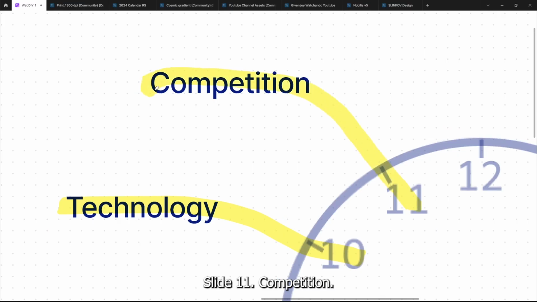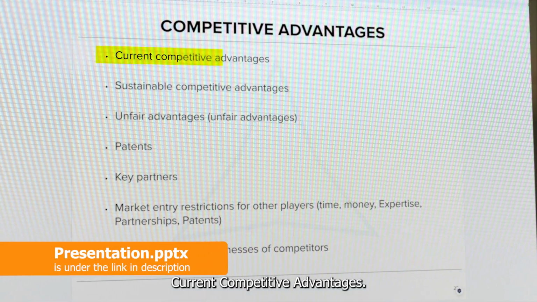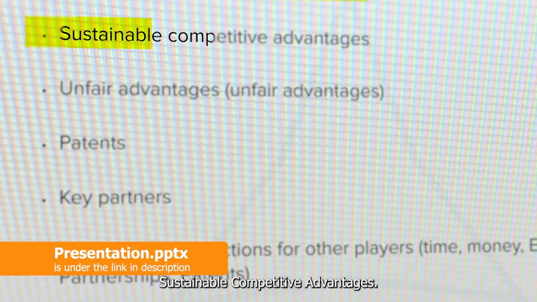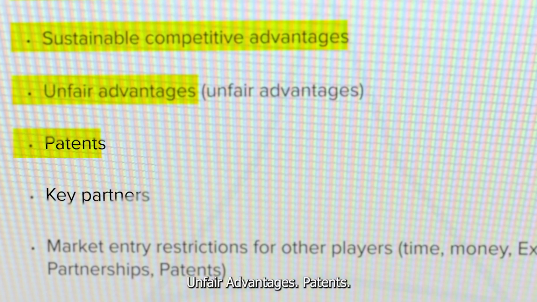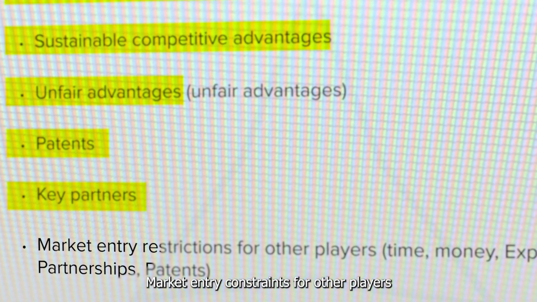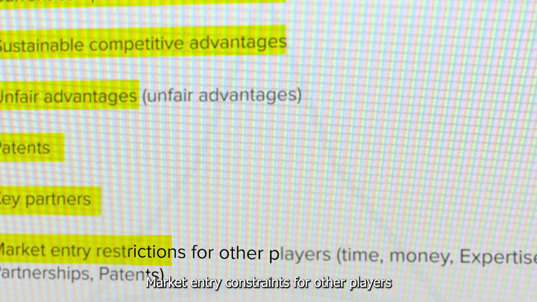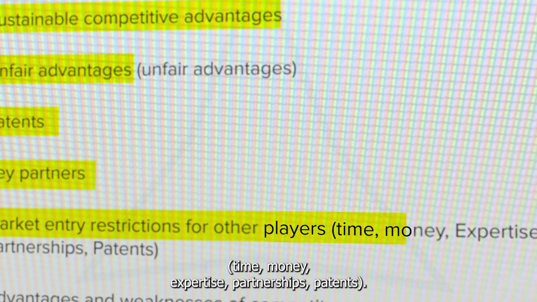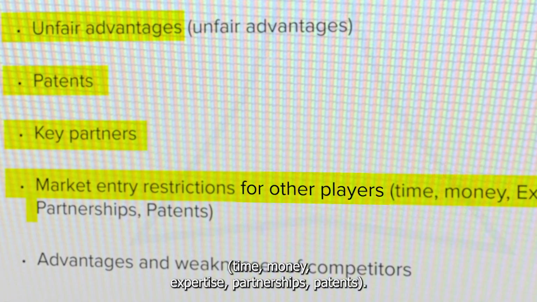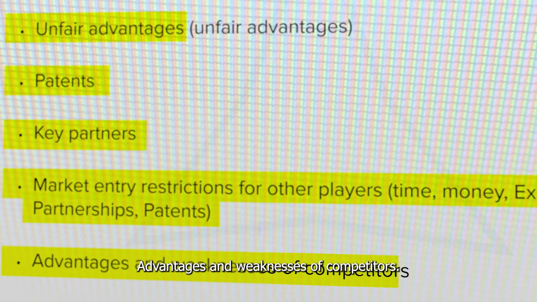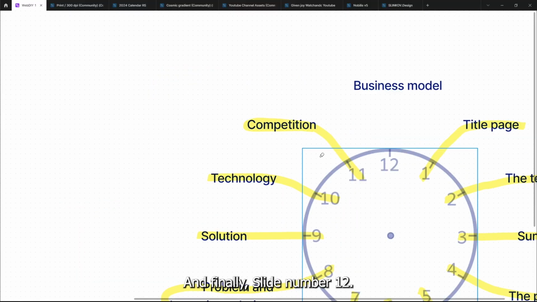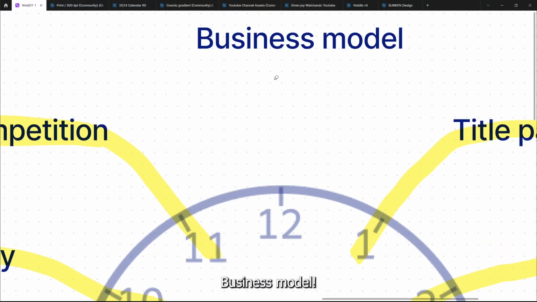11. Competition. Current competitive advantages. Sustainable competitive advantages, unfair advantages, patents, key partners, market entry constraints for other players, time, money, expertise, partnerships, patents, advantages and weaknesses of competitors. And finally, number 12. Business model.